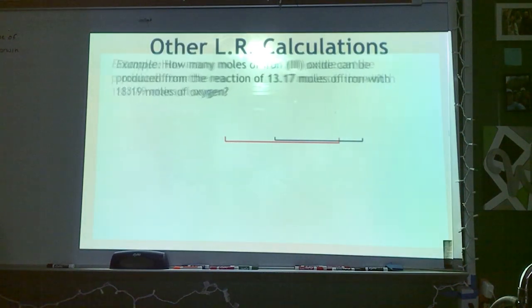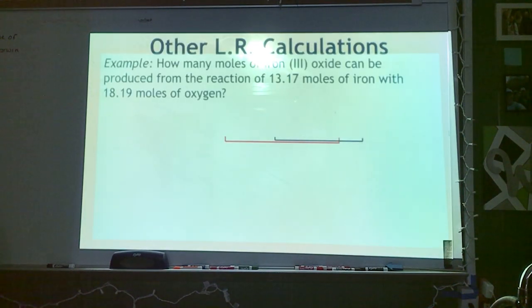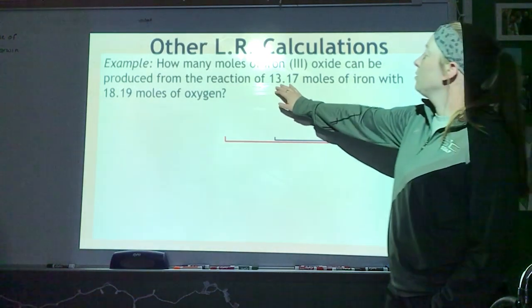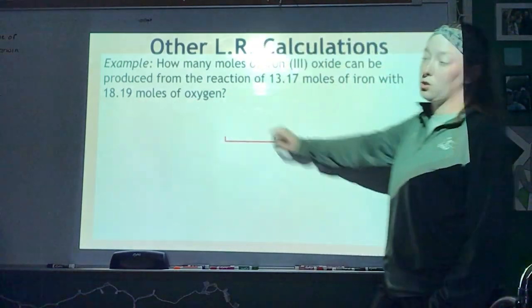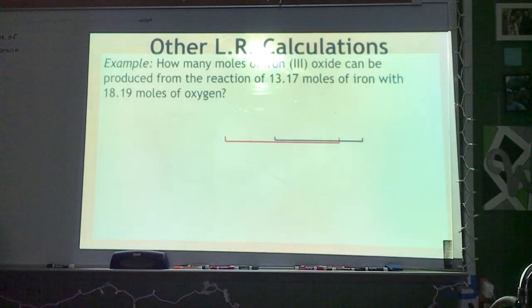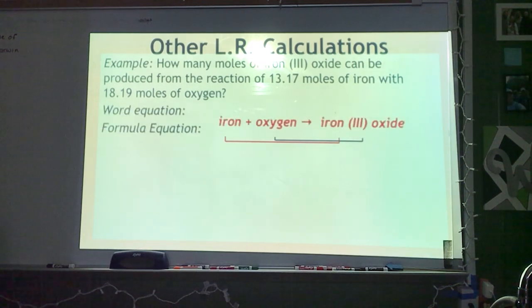Okay, let's do another one. How many moles of iron 3 oxide can be produced from the reaction of 13.17 moles of iron with 18.19 moles of oxygen? So again, I have two knowns. I have 13.17 moles of iron, and I have 18.19 moles of oxygen. So those are going to be my two knowns in this problem. So we have our word equation, our formula equation, and balance it.